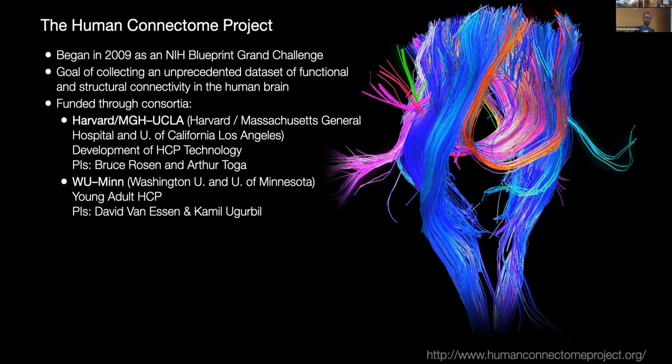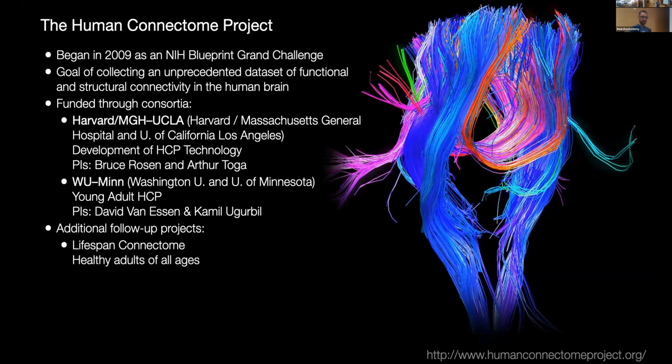Second, the Washington University and University of Minnesota consortium, led by PIs David Van Essen and Kamil Ugurbil, focused on collecting a massive data set from young, healthy adults. That's most of what I'm going to be talking about because it's the part of the Human Connectome Project that I'm most familiar with. The NIH has additionally funded follow-up projects, including, for example, the Lifespan Connectome, which tracks adults of all ages, and the Disease Connectome, which tracks adults with clinical diagnoses. There are a few others. I know there's a psychosis one, and there's a low vision one. This is not an exhaustive list.